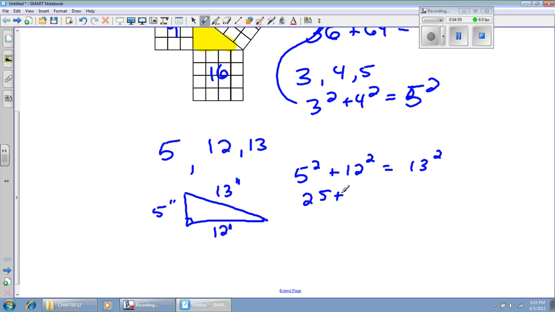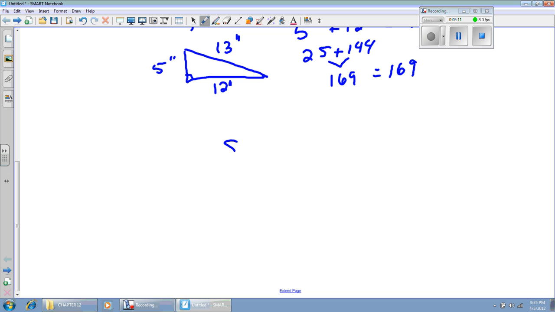12 squared is 144. Okay, and 25 and 144 is 169. And sure enough, 13 squared is 169. There's other ones. I think 8, 15, 17 works. Okay, and of course, any multiple of these works as well.